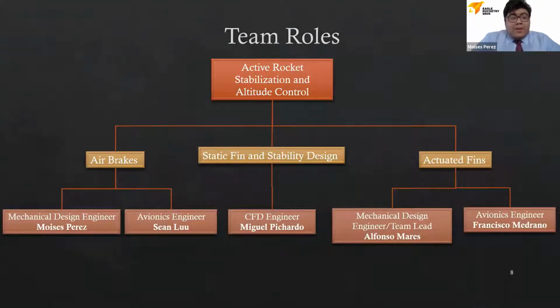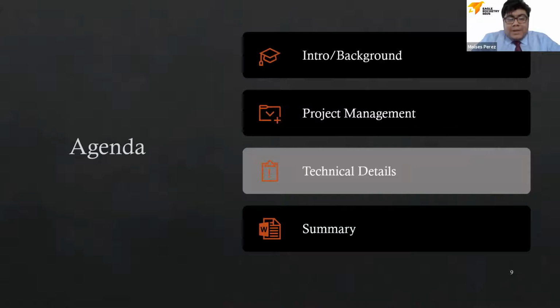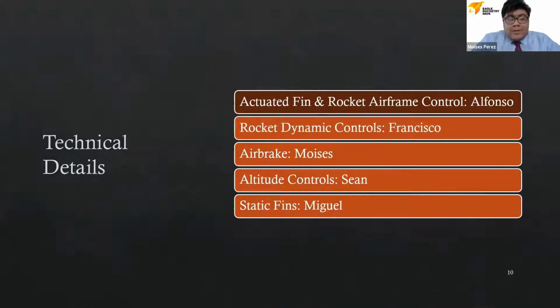Then we have team roles for active rocket stabilization and altitude controls. First, we have the air brakes. For mechanical design engineer, we had Moises Perez. For avionics engineer, Sean Liu. For static fins and stability design, we had CFD engineer, Miguel Pichardo. And for actuated fins, we had mechanical design engineer and team lead, Alfonso Moises. For avionics engineer, we had Francisco Medrano. Next, technical details on actuated fins and rocket airframe control, Alfonso.